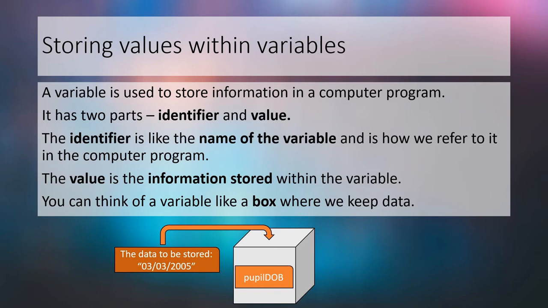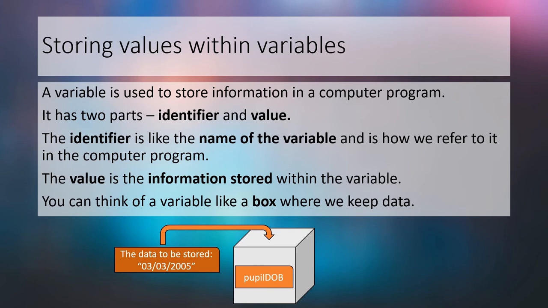In computer programming, we use variables to hold our information to use later. This could be text, numbers, or other values. We use lots of variables in our programs to hold information, and the data that they hold might change as the program runs. A variable has two parts, an identifier and a value.